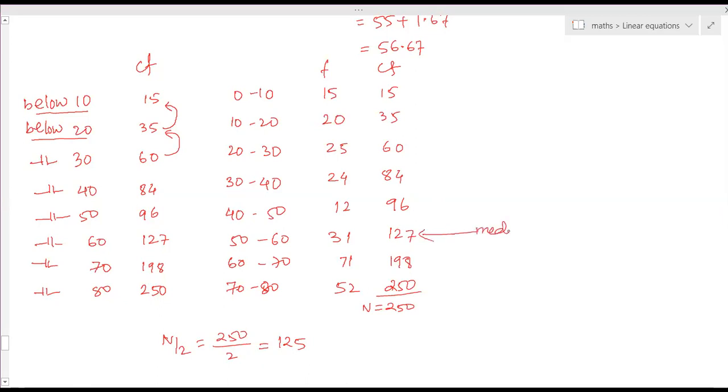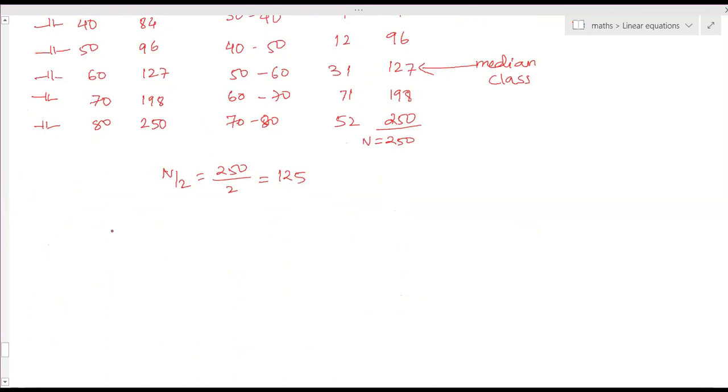Ma'am, how did we get the frequency? I didn't understand that. You are doing the reverse process. The cumulative frequency is given, and you keep subtracting the earlier one: 35 minus 15, 60 minus 35, 84 minus 60. Remember, the first value you keep as it is. Okay, ma'am.